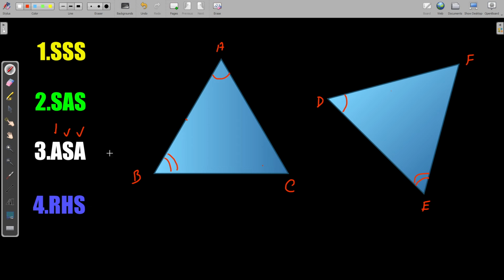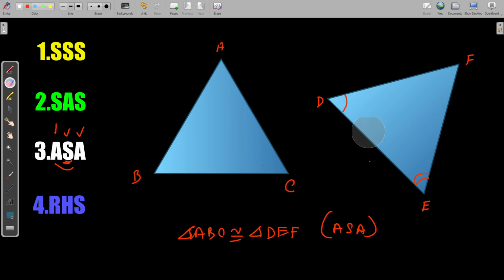Now see here what's happening. The S is in between the two A's. That means the side which is in between the angles, that side should be equal. Only then we will say this triangle ABC is congruent to triangle DEF, by which axiom? It is ASA. Remember, when you do ASA, the side should be the side between those two equal angles. Easy.